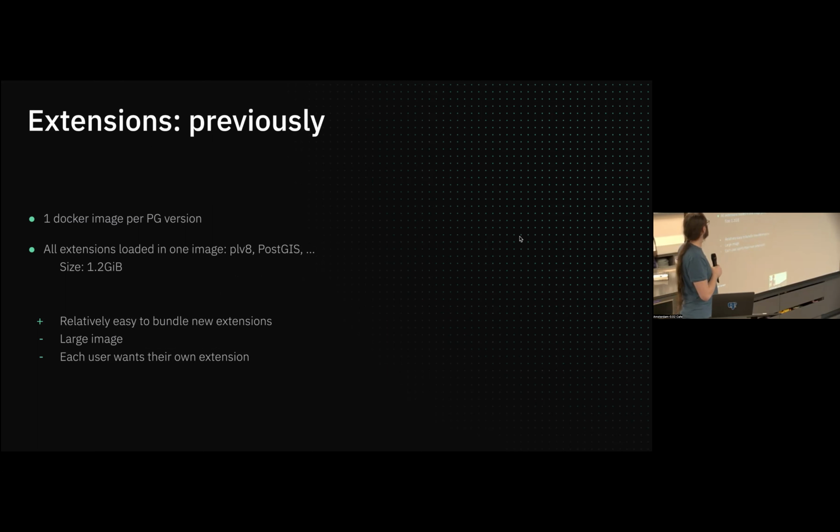So, as mentioned, extensions can also be quite huge. We have a Docker image per Postgres version, and all extensions loaded in one image was up to 1.2 gigabytes, which is nice. Get everything into one image, and it's easy to add new extensions, but it gets to be a large image, and each user wants their own extension. For instance, if I wanted to, say, install the community version or the non-free version of Timescale with all its nice features, that can become quite an issue because that can be quite huge.